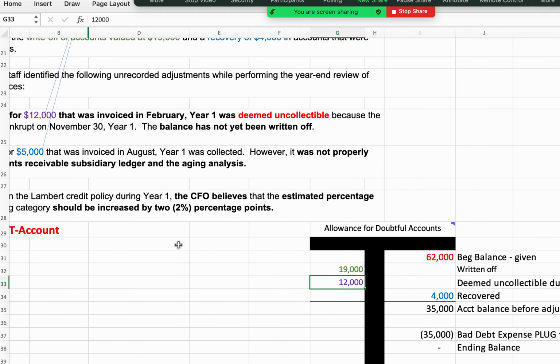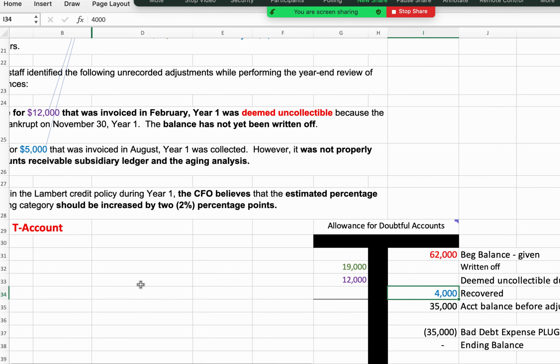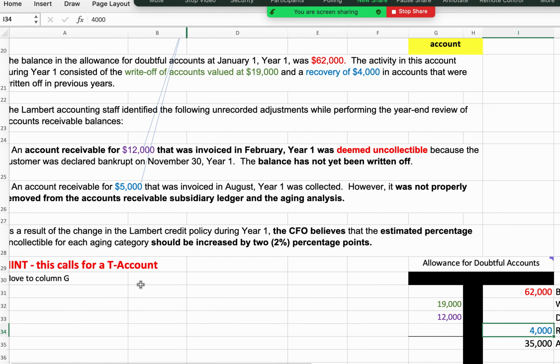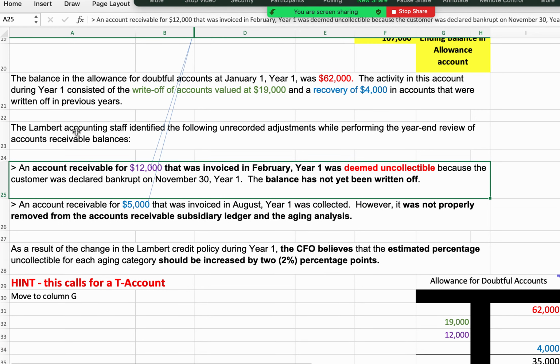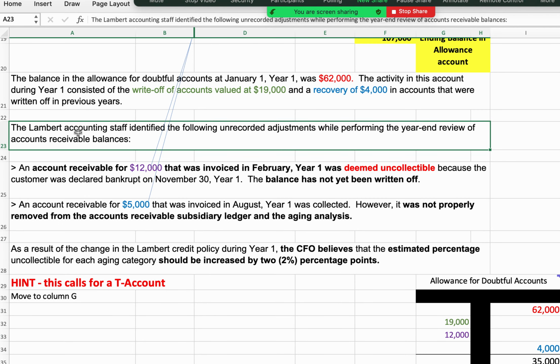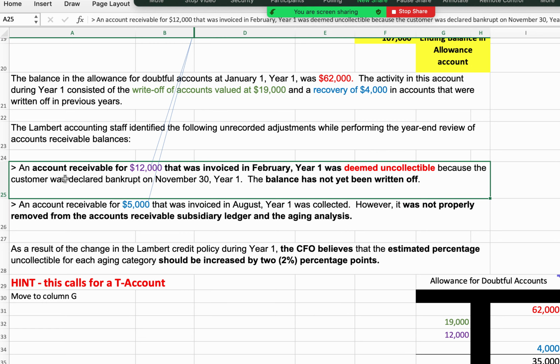We also see down here that we have the $4,000, which we have reinstated. We've recovered the $4,000. Now this says, after the staff have done their year end, they've done all the adjustments for the year. At the end of the year, there's always a review of accounts receivable to make sure everything's right. So in that review, an accounts receivable for $12,000 was invoiced in February. It wasn't until November that that balance was written off. It was written off because the client declared bankruptcy.